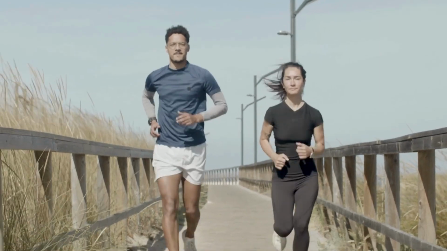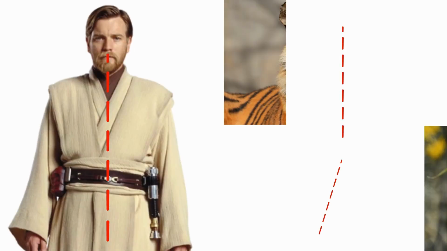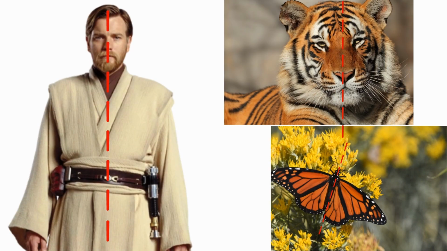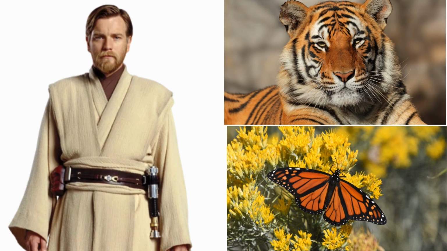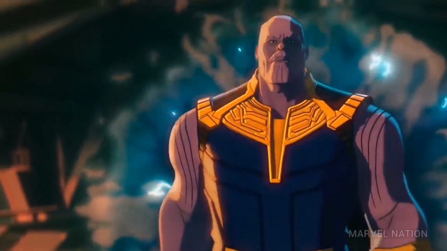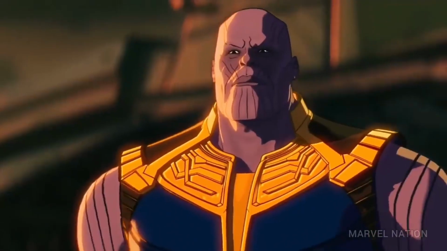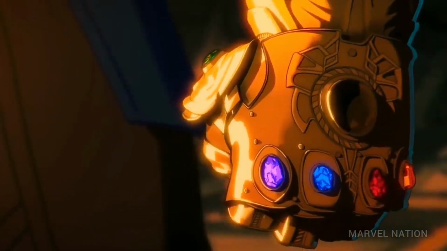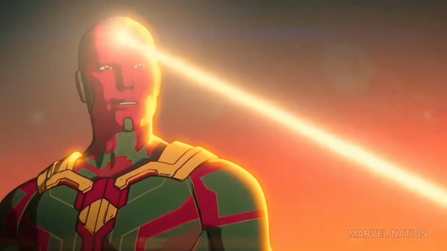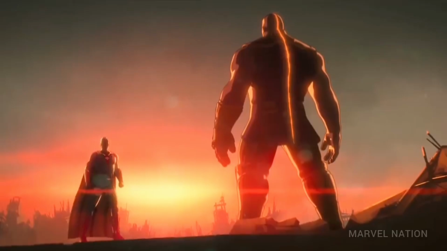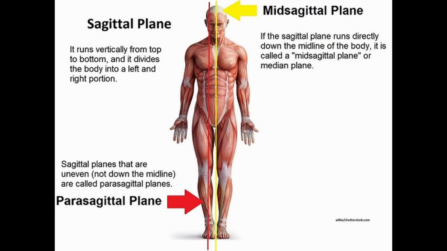We, along with many animals, have what's called bilateral symmetry, meaning if you were to cut us right down the middle, we have an identical left and right half. Like Thanos after meeting Ultron in Marvel's What If. Fascinating. This is called the sagittal plane. If it is an unequal left and right side, then this is called the parasagittal plane.